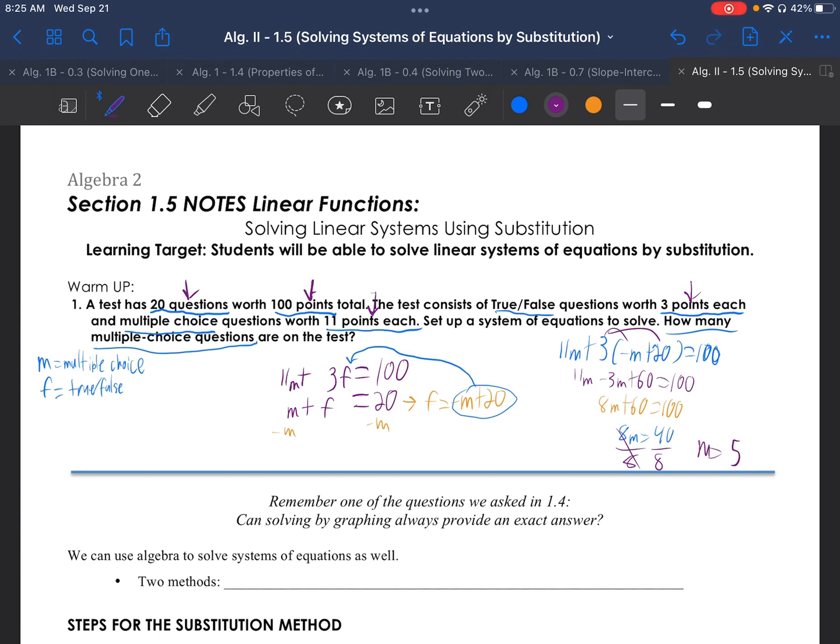And really, we're actually done here. Because if we notice, the question was just asking how many multiple choice there are. Well, there's 5. Now, we can go back and find out by plugging it in how many true-false questions there were. Because if they add up to 20 total, that means 5 plus the true-false questions has to equal 20. Subtract the 5, and there's 15 true-false. Once again, we technically weren't asked to find that, but we could find it there.